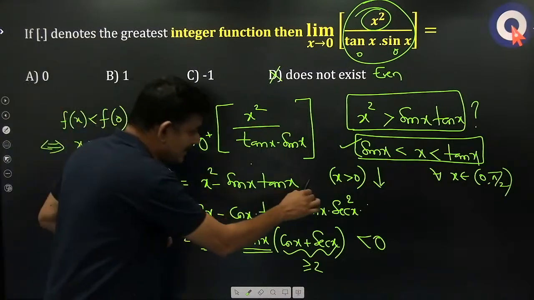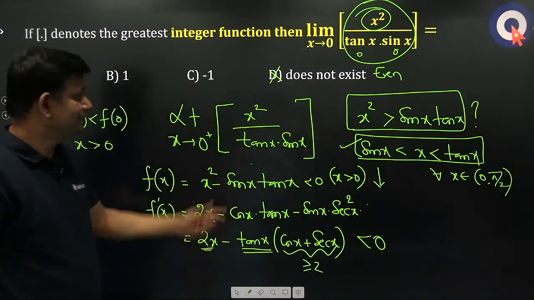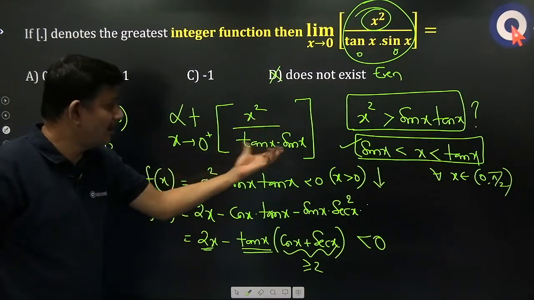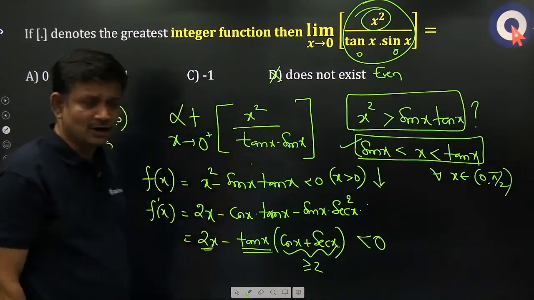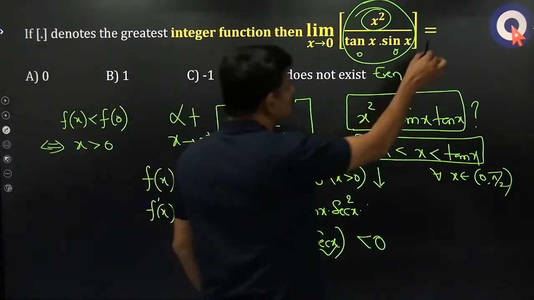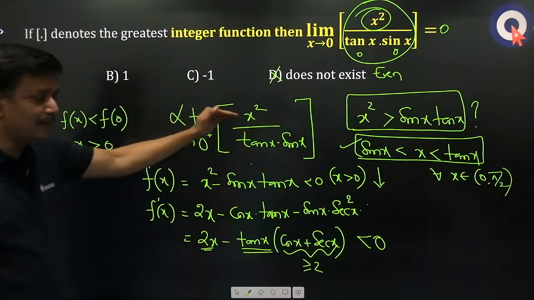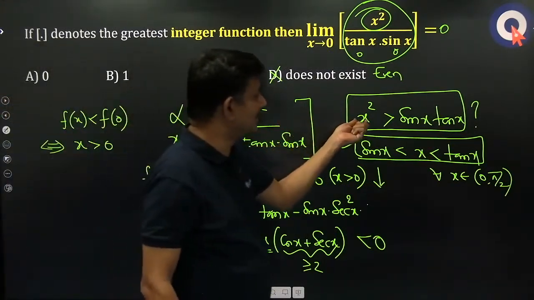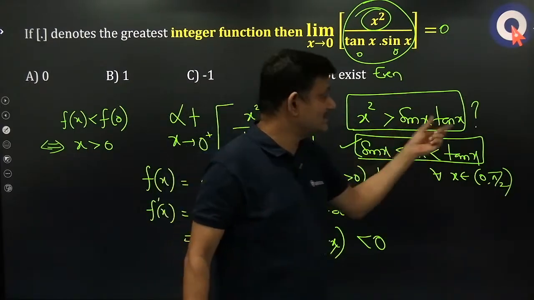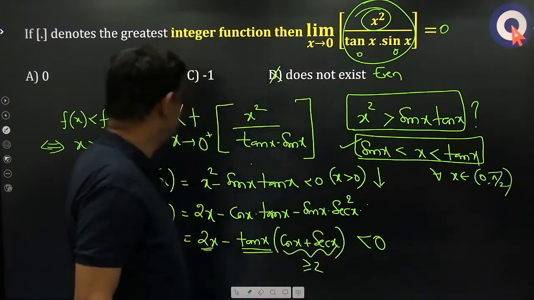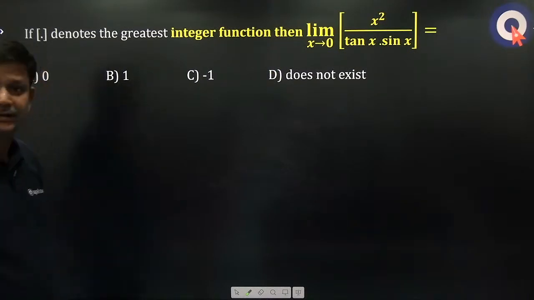F of x is negative in the sense x square will be smaller than sin x tan x, that is, the numerator is smaller than the denominator. So this integral part will come out to 0. This is one way of approaching the question. Once you have identified whether x square is greater than sin x tan x or less than sin x tan x, you get the answer. Is there any other way of doing this question? Yes, of course, there would be.